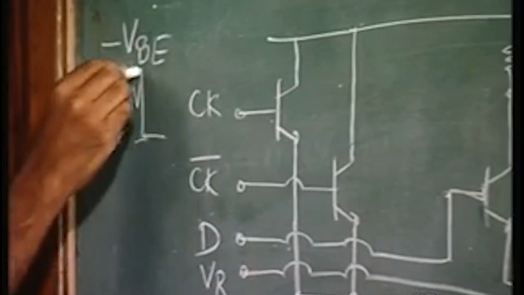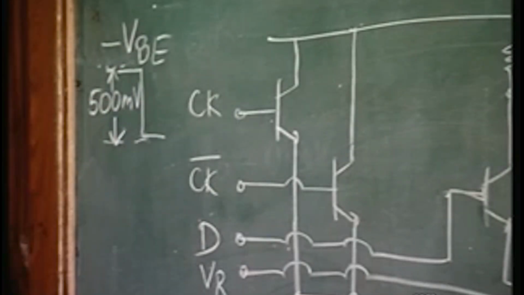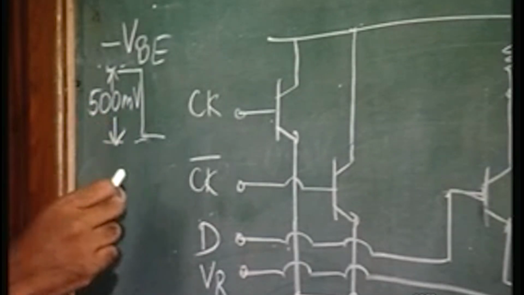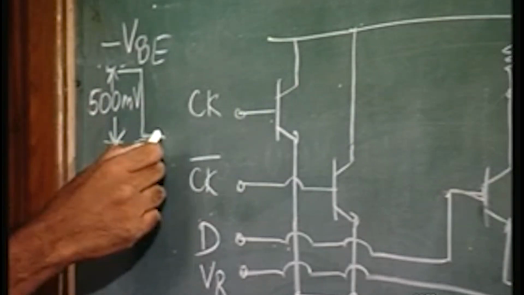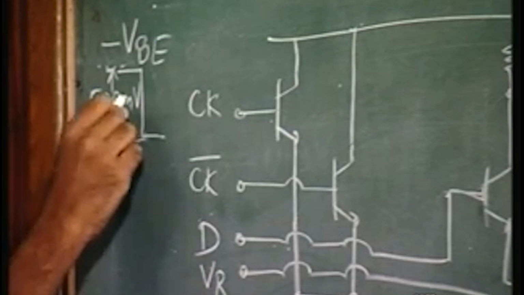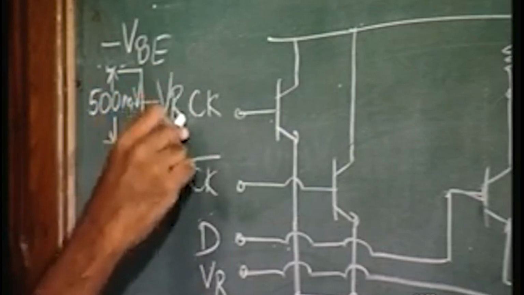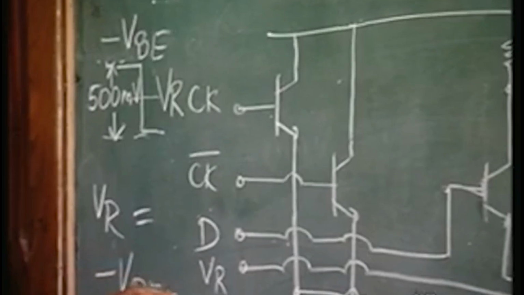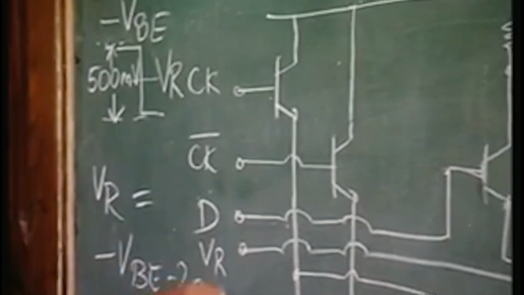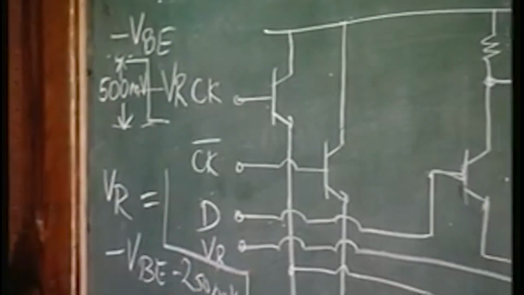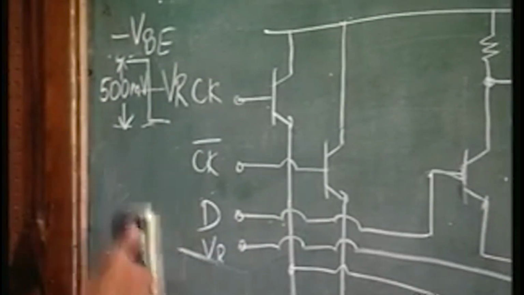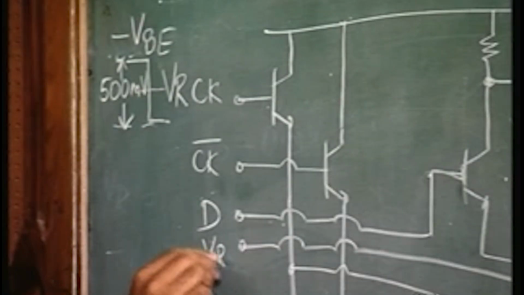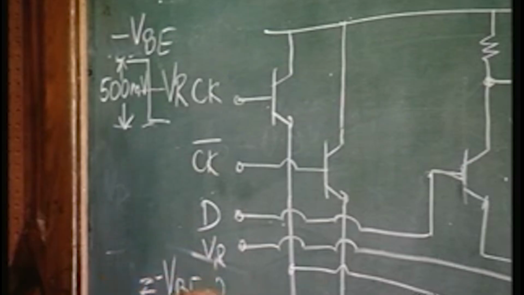So, the input voltage variation, input as well as the output voltage, should vary from minus VBE to minus VBE minus 500 millivolts, and the reference voltage is centered about that variation, that is VR will be in this case how much, minus VBE minus 250 millivolts. So, this VR is equal to minus VBE minus 250 millivolts.